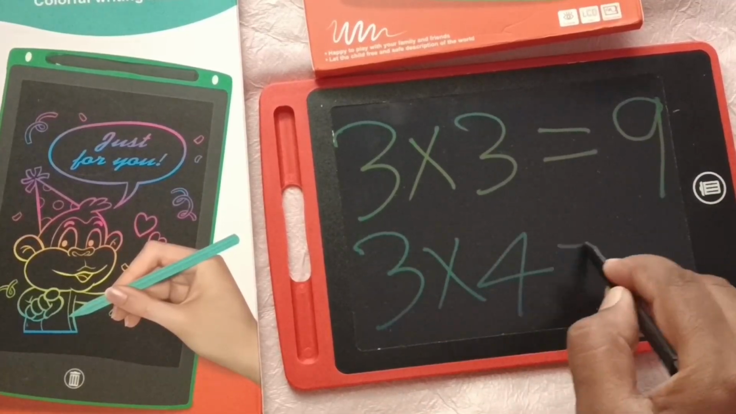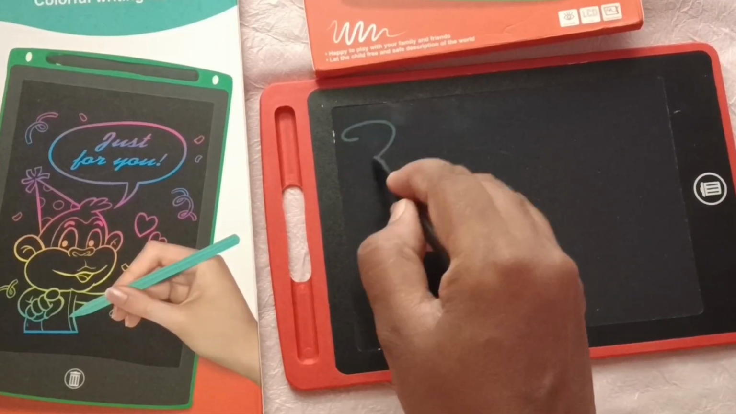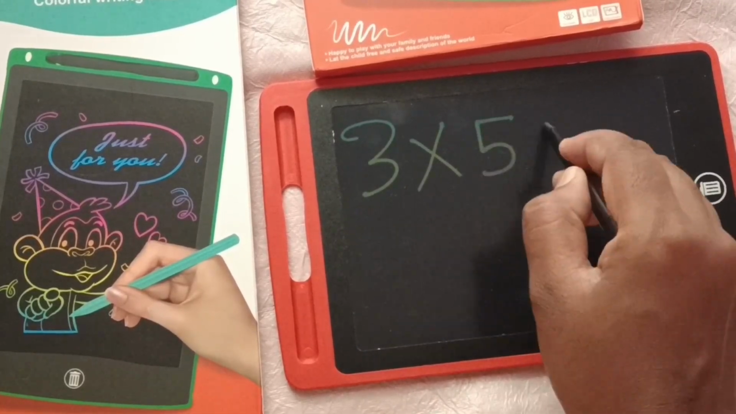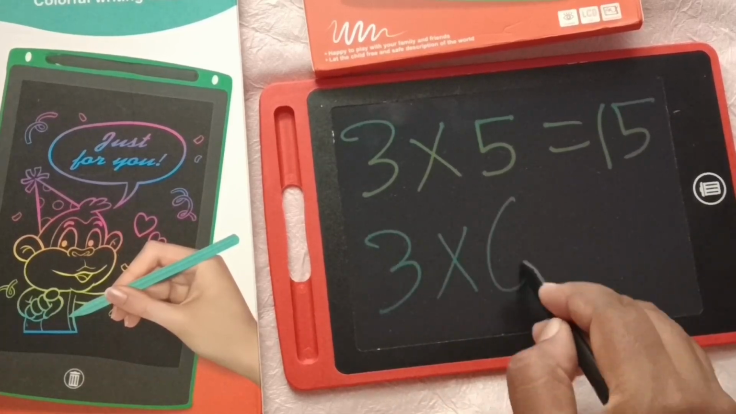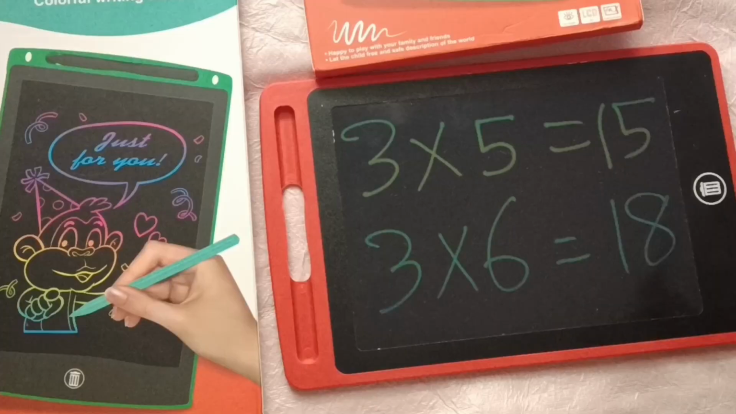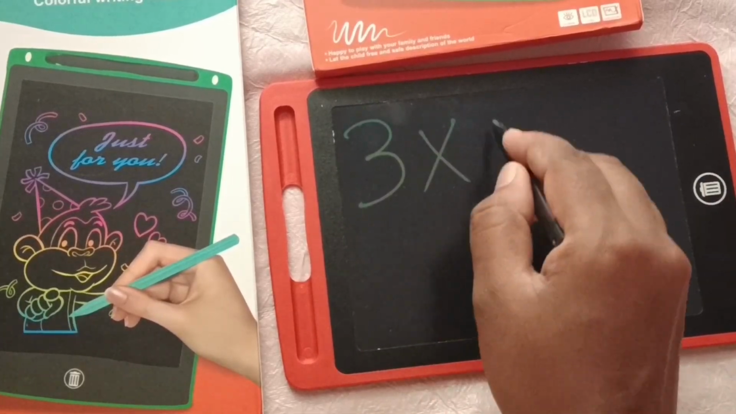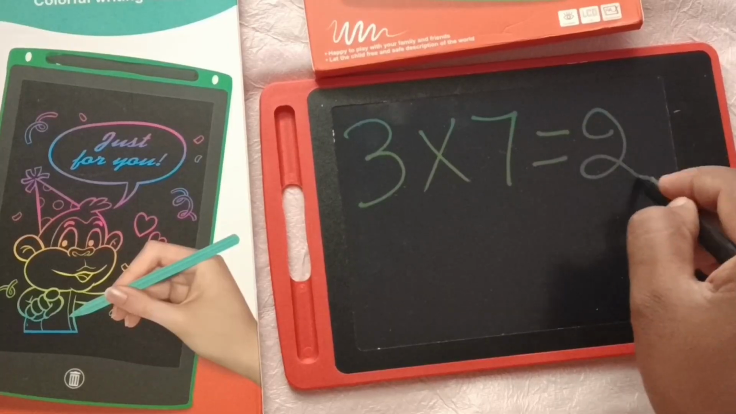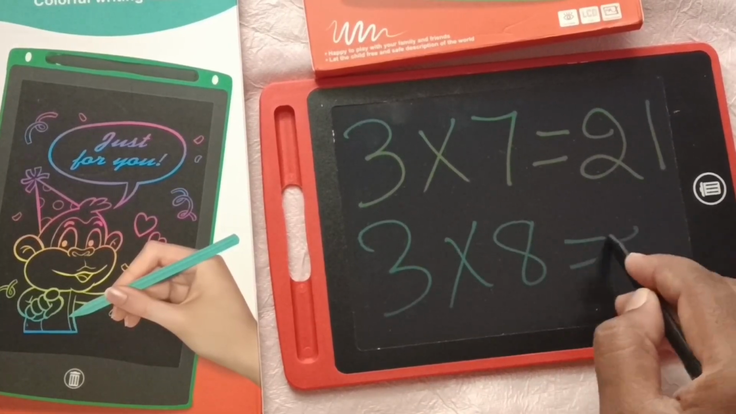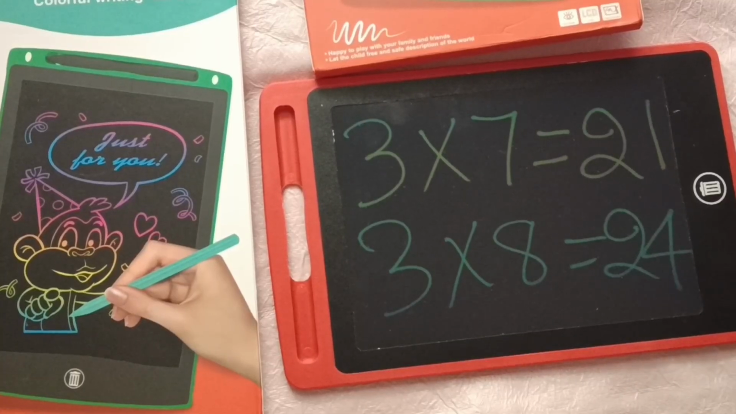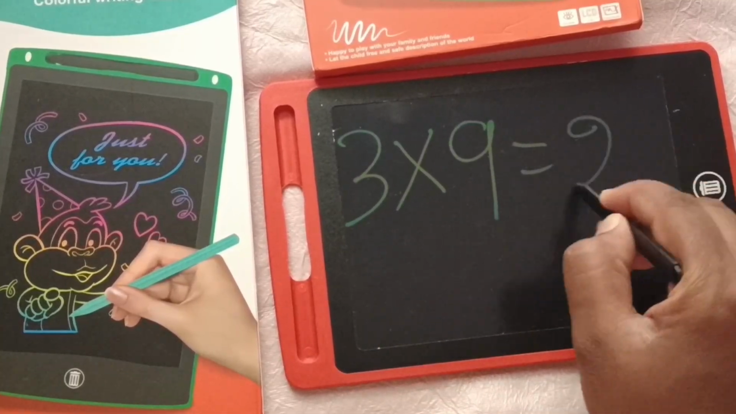3 fours are 12. 3 fives are 15. 3 sixes are 18. 3 sevens are 21. 3 eights are 24. 3 nines are 27.